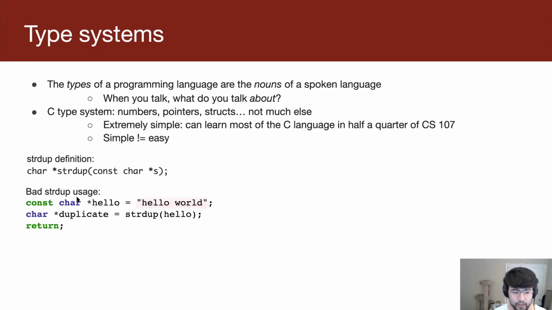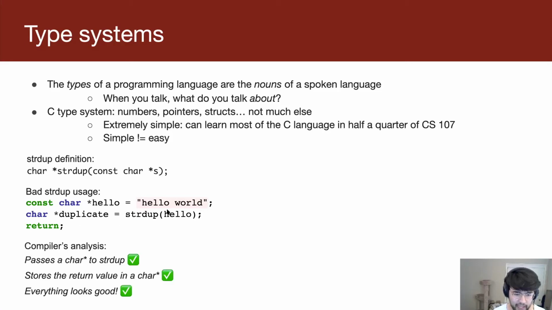If you use this incorrectly, you might have some string and receive this in a char star, and then you return. And the compiler will analyze this and say, hey, you passed a sequence of characters to strdup. You took the return value and stored it as a sequence of characters. Everything looks good. Nothing wrong with this code.